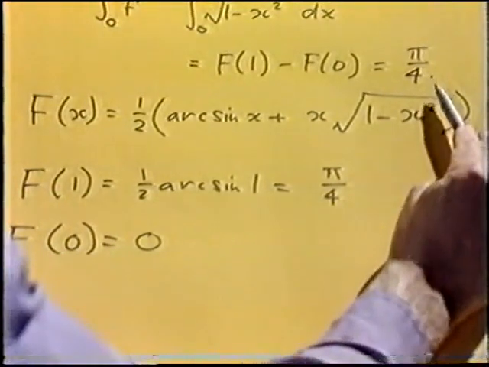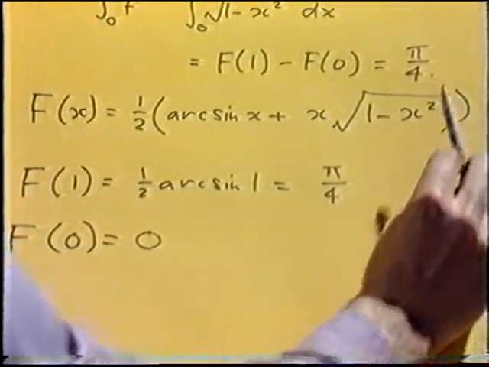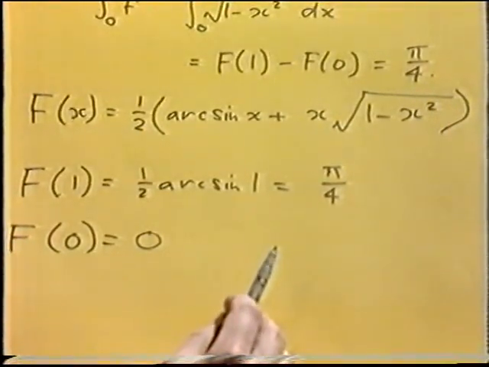So the area of my quarter circle is pi over 4. And so the area of a complete circle is pi. And for a circle of radius r, scaling by a factor r in both x and y directions gives the area as pi r squared.